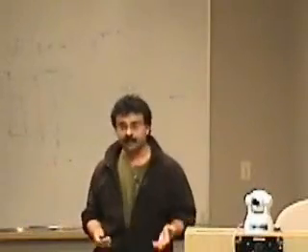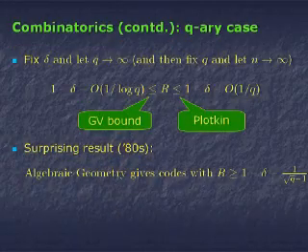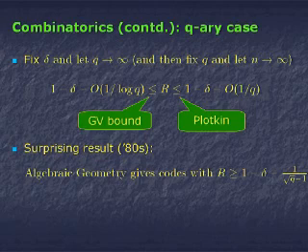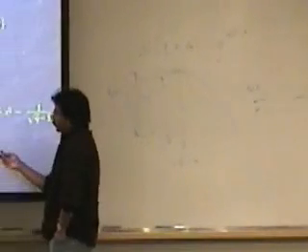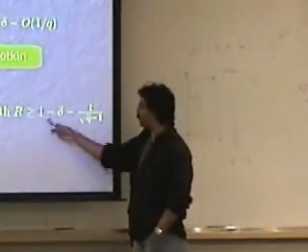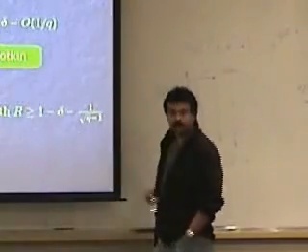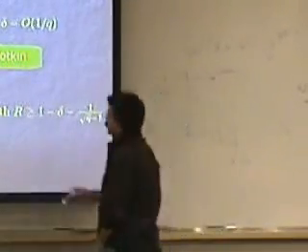Is it 1 minus delta minus 1 over log q, or is it 1 minus delta minus 1 over q? And here's a remarkably surprising result which came along in the 80s. Algebraic geometry ended up giving us codes which had a rate at least 1 minus delta minus roughly 1 over square root of q. So, a lot better than the random codes.